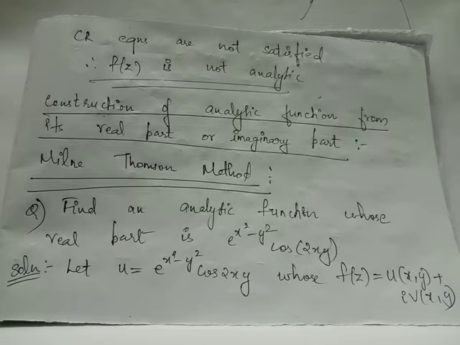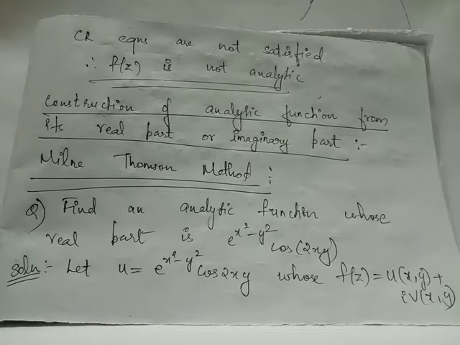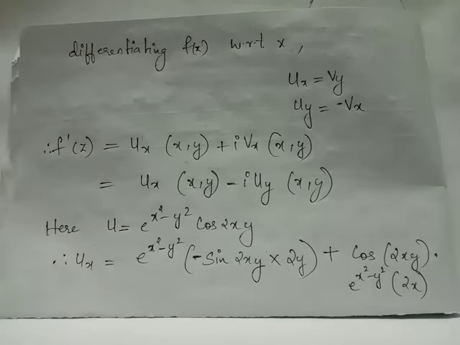We are expecting an analytic function of the format u of xy plus i times v of xy, where u happens to be e raised to x square minus y square into cos 2xy. Differentiating f of z with respect to x, we have f dash of z equals ux plus i times vx. When we replace vx by minus uy, because we can implement CR equations since we are looking for an analytic function, we obtain f dash of z equals ux minus i times uy.